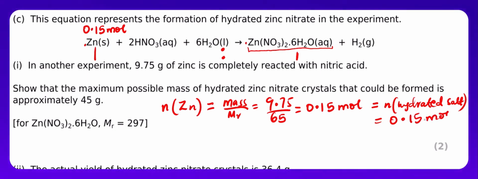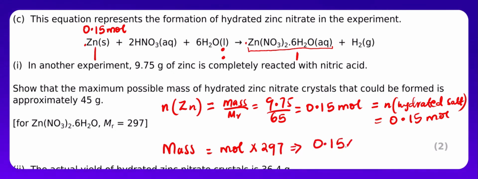0.15 mole. So for us to get the mass, mass will be equal to mole, which we already have, times molar mass, which we have as 297. So it will be equal to 0.15 times 297. Great. So it's actually coming up to 44.5, which, as you can see, is very close to 45. So our answer must be correct.